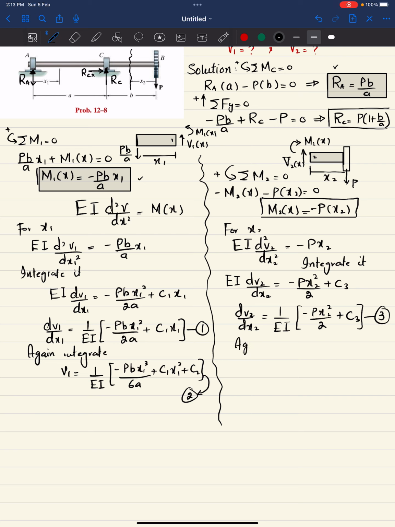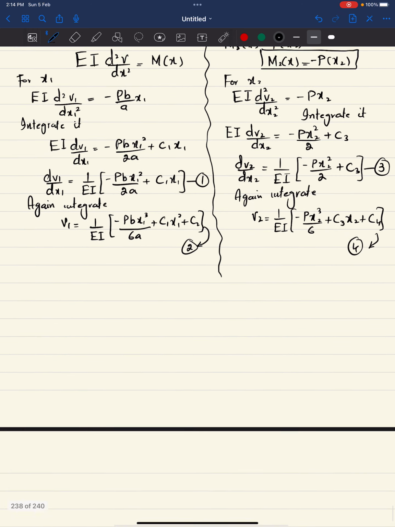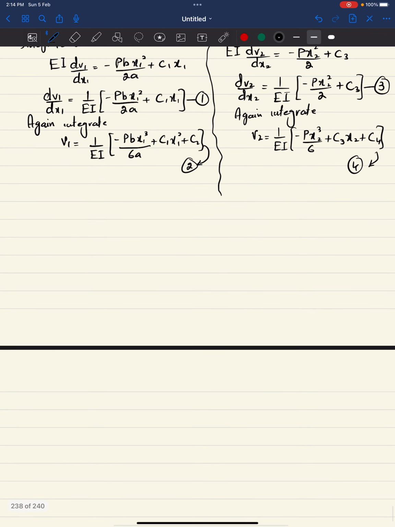So again integrating it, you will get v2 equal to 1/(EI) times minus P x2³/6 plus C3 x2 plus C4. Let this be equation number 4. Now we'll use boundary conditions in order to get C1, C2, C3 and C4.